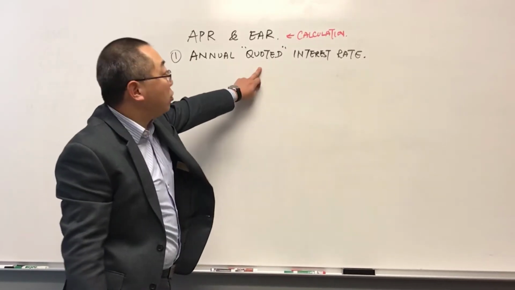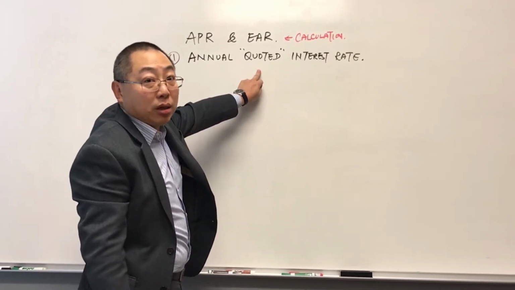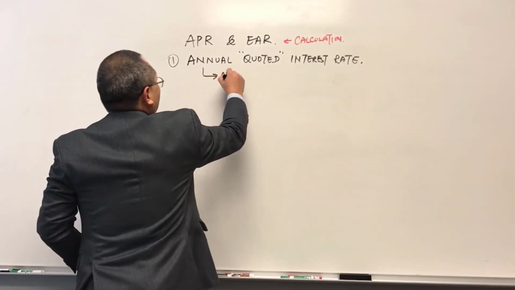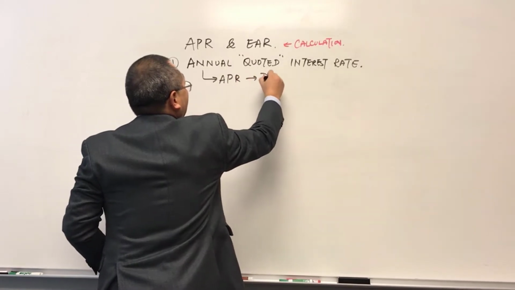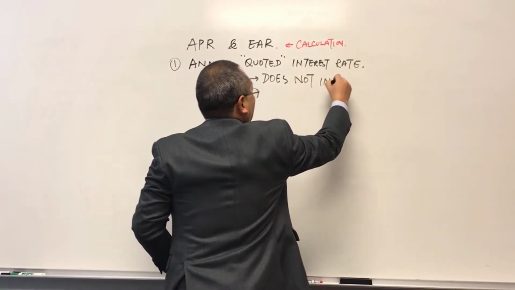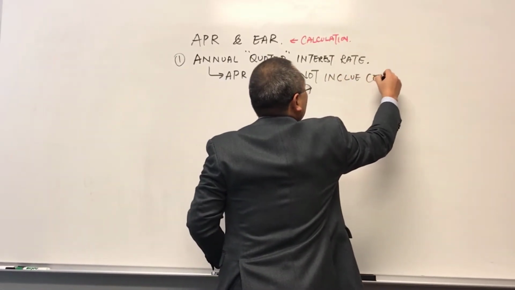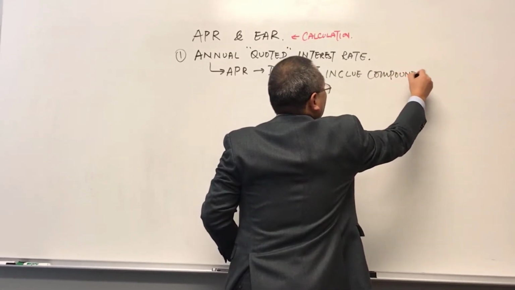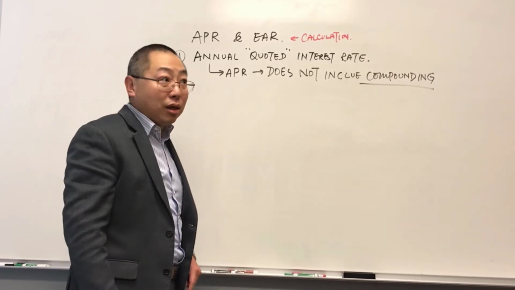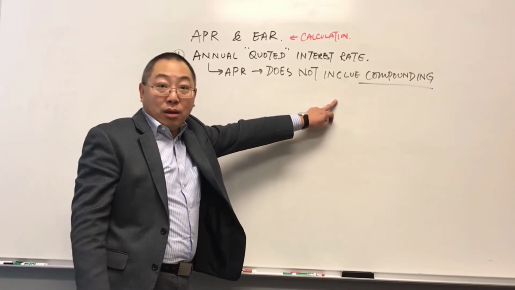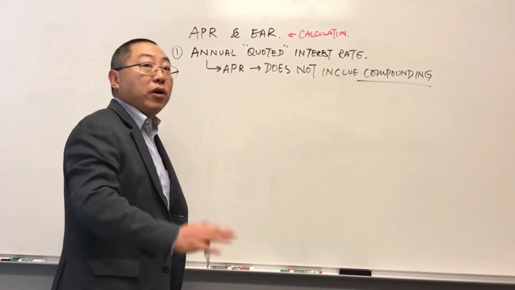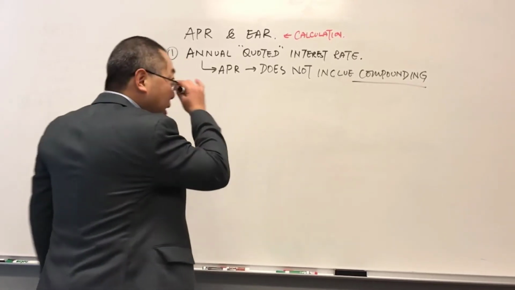the annual quoted interest rate. For example, from your housing loan officer, they will give you a quoted annual rate, and the name is annual percentage rate. It does not include compounding, which means it does not include the time value of money. So in your calculation, you cannot use this one right away if the compounding period is not in a year.